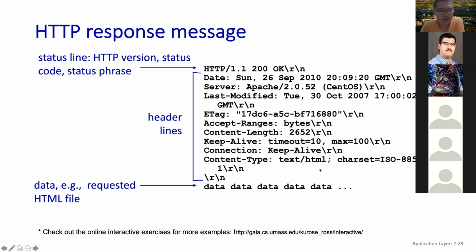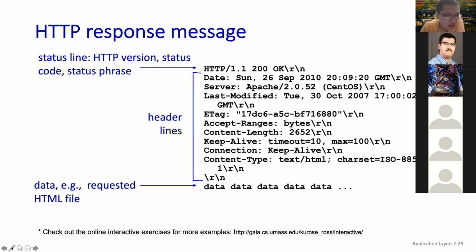So for this response message, it's 200 OK. 200 OK means your request has been well received and the HTTP server has responded to you with data, okay? And after that, similarly, there are header lines. You have the date, you have the server name, you have other information, right? And a blank line, okay?